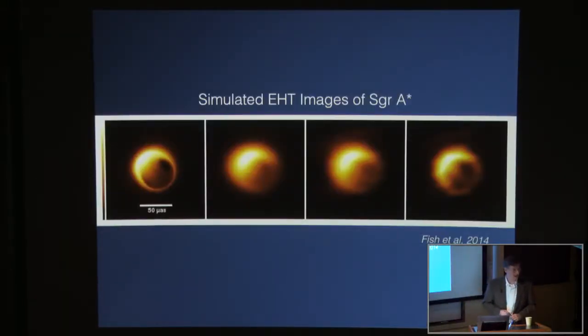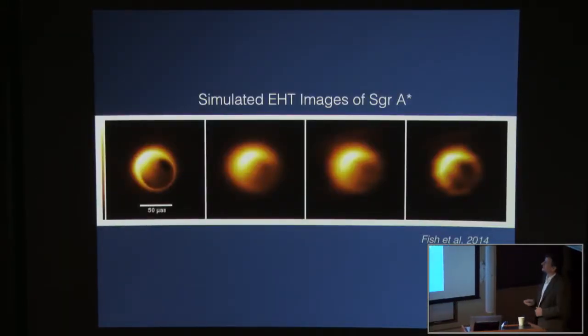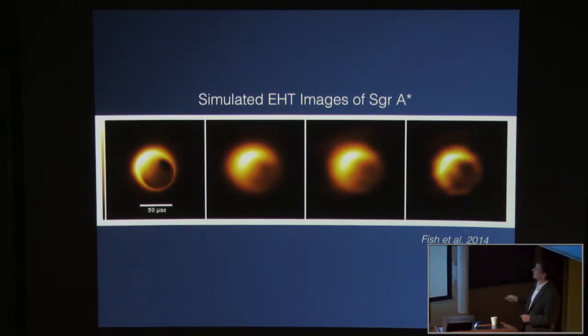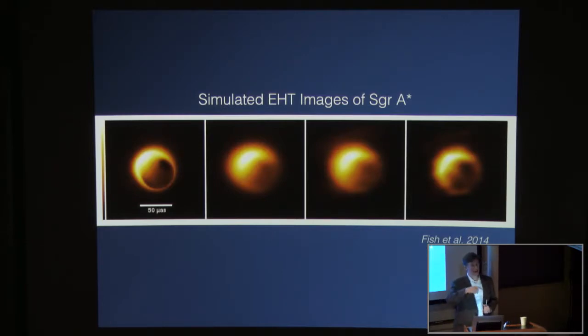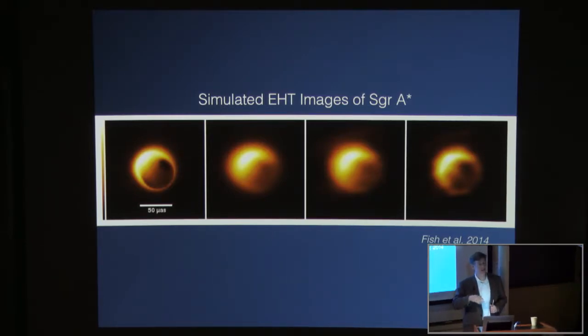It's going to look something like this. These are simulated images from a paper this year by Vincent Fish and collaborators. So this shows on the left an analytic model of the galactic center. And you can see that it's got a bright edge on one side. And this arises because the plasma that's producing this synchrotron emission is orbiting toward us on one side of the black hole. And so emission on one side is Doppler boosted, and emission on the other side is Doppler dimmed.